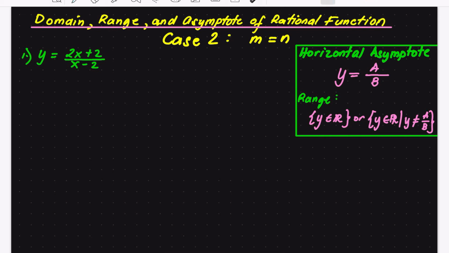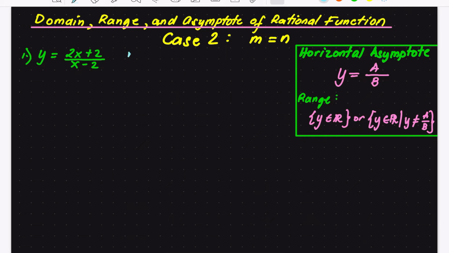Hi everyone! Sa video ito, talakayin natin kung paano maghanap ng domain or i-determine ang domain, range, and asymptotes of rational function. So, in this video, case 2 ang gagamitin natin na kung saan yung degree ng numerator equal siya sa degree ng denominator. Okay? So, yung degree ng numerator equal siya sa degree ng denominator. Okay? So, example number 1, y is equal to 2x plus 2 over x minus 2.